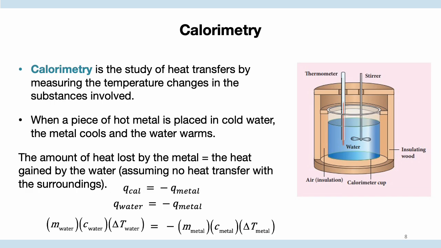The next concept is calorimetry. What is calorimetry? Calorimetry is a technique that is used to study how much heat is being transferred during a given reaction or during a given process. It is the study of heat transfers by measuring the temperature change that is involved in the substance. So it's a technique to measure how much heat change is involved. How will we do this? Usually calorimetry is done by using a device called a calorimeter. What is a calorimeter?